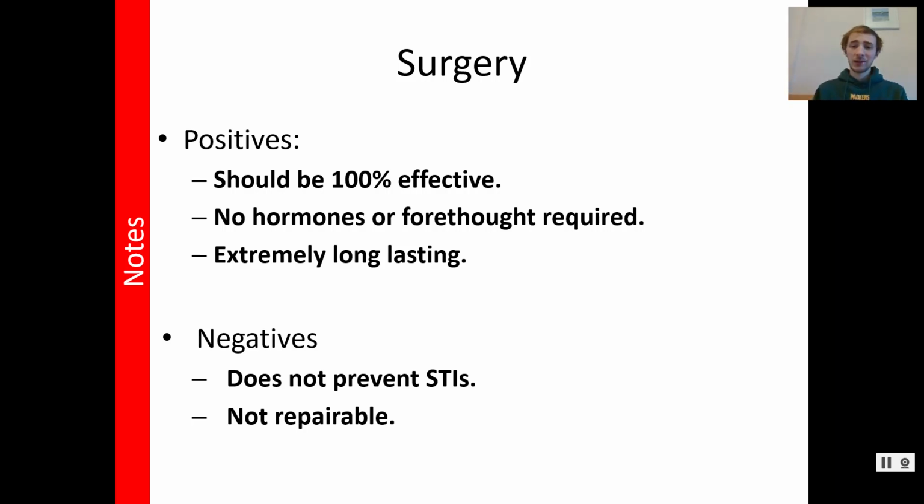Fine. Positives and negatives. You pause that there if you haven't got them down. I know there's a lot of writing today incidentally, I apologise for that. It's just a lot of facts we need to know.